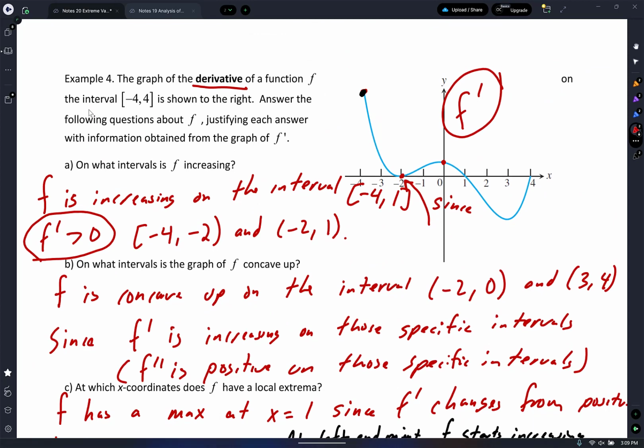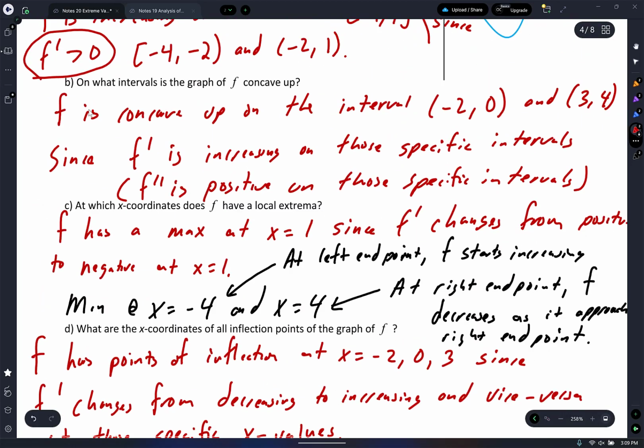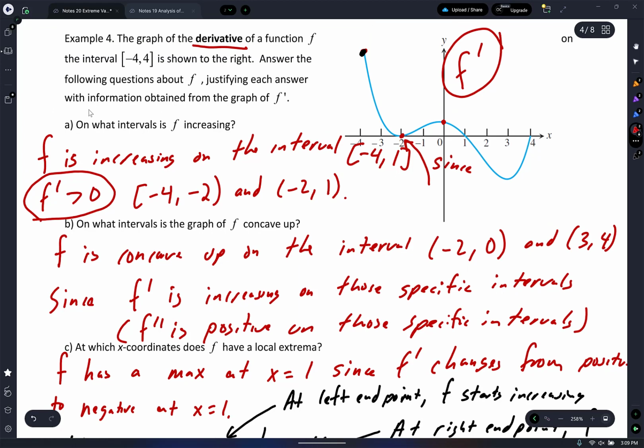Let's see, at -4. So remember, there's only 4 types of graphs, right? Okay. So I notice from -4 to -2, I notice that f prime is positive and decreasing. Cool. So I'm going to put -4 right here. And I'm going to put -2 right there. Okay. Let's go slow. If f prime is above the x-axis, if f prime is positive, that means that f is what? Increasing. But f prime is decreasing, which means f is what?